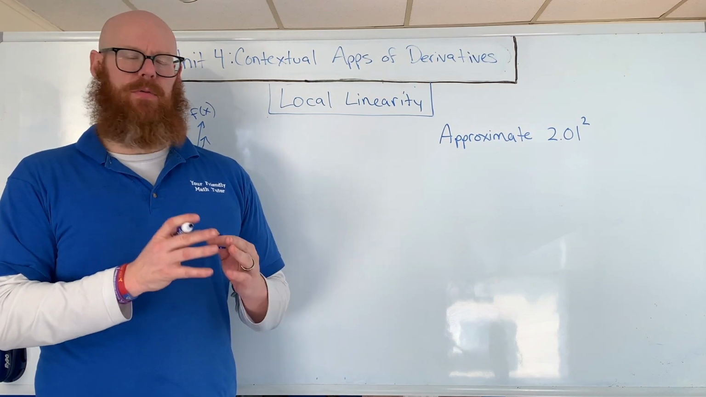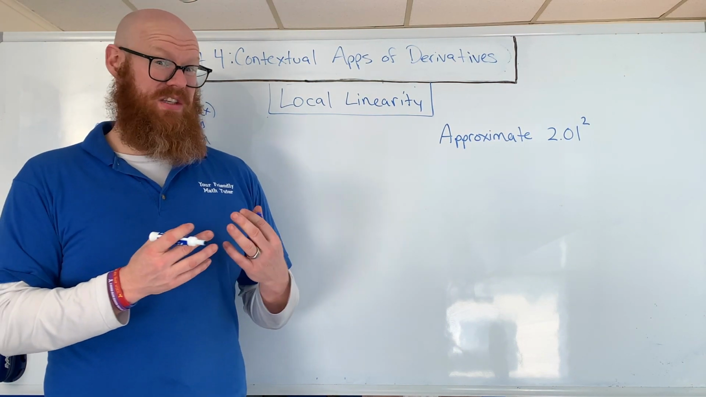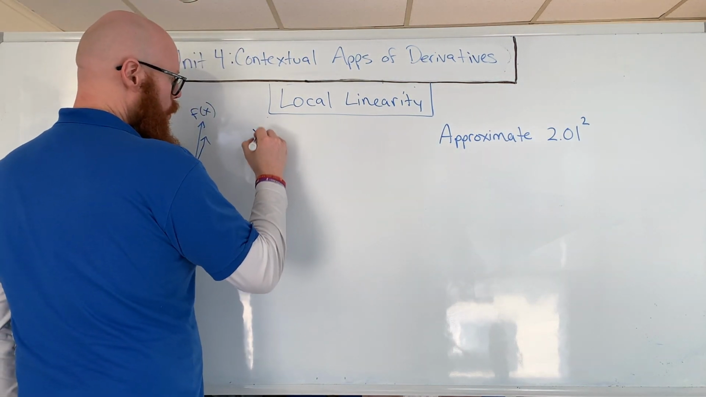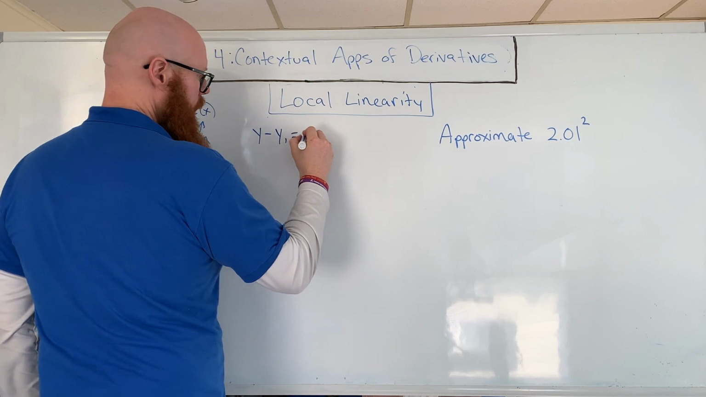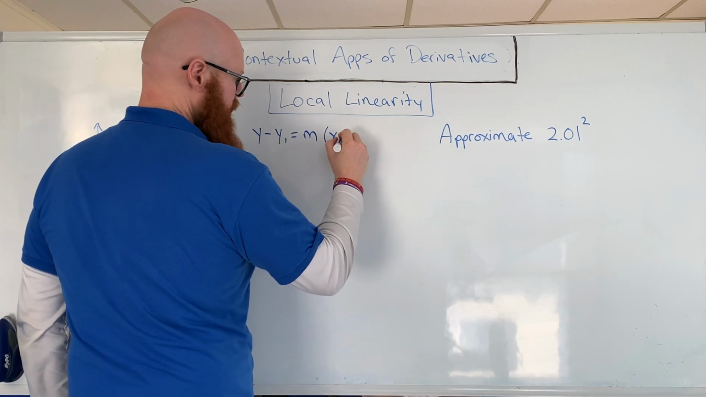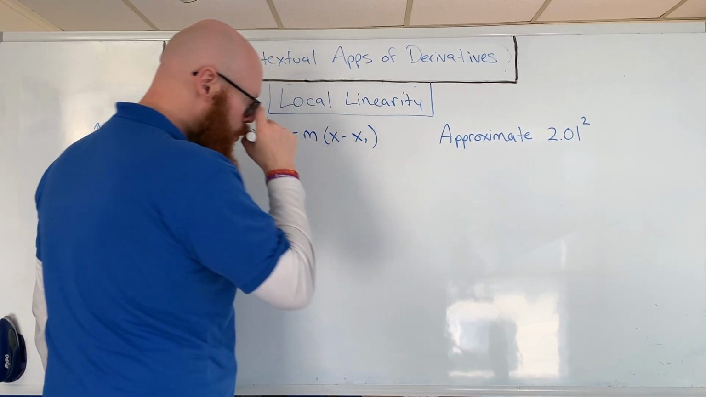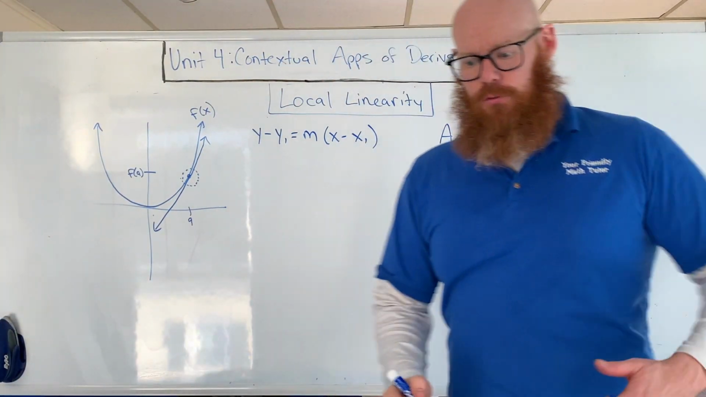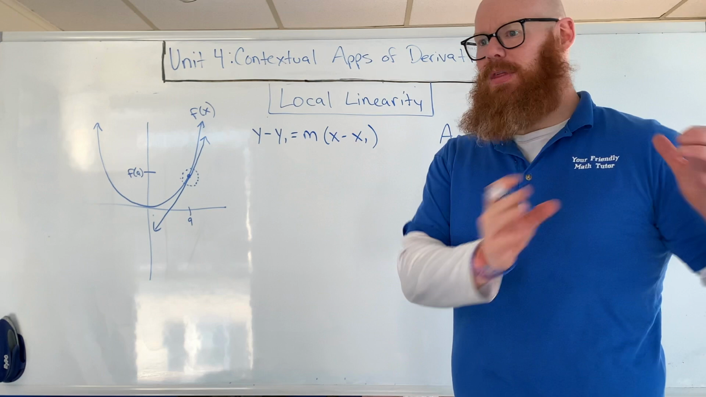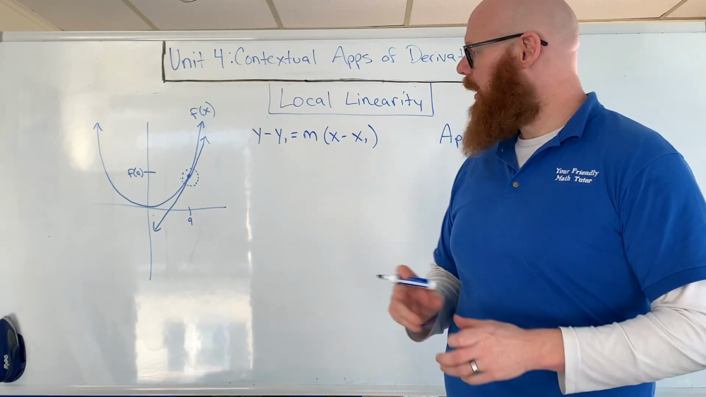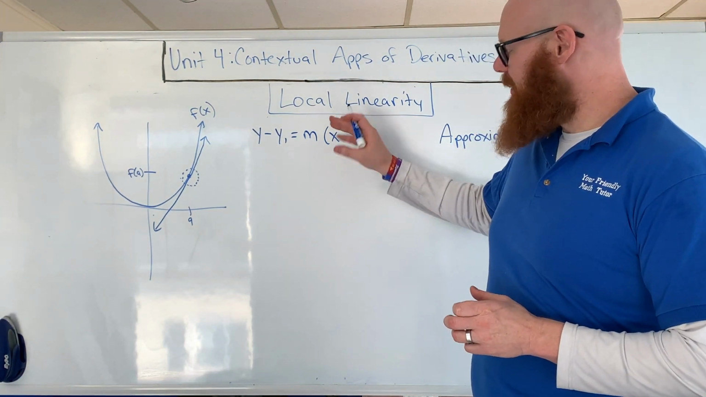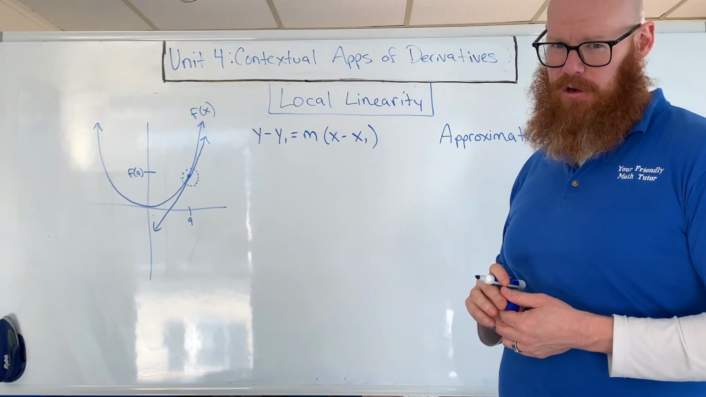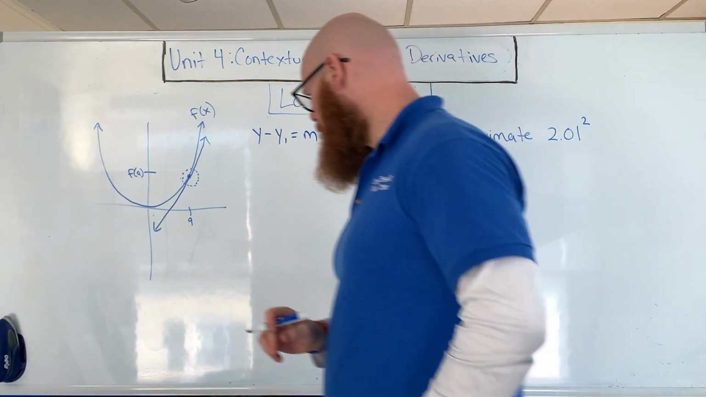Most of us, if we get to this level, know the point-slope formula from algebra. And that is simply y minus y1 equals m times x minus x1. Right? We know this. This is in our brains. There's no reason to memorize something else and store it in a different part of our brain. Just think about this, and I'm going to show you where this linearization or local linearity equation comes from.